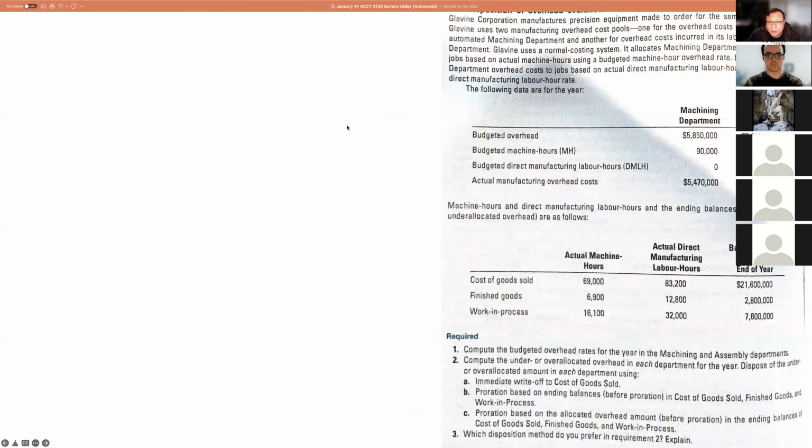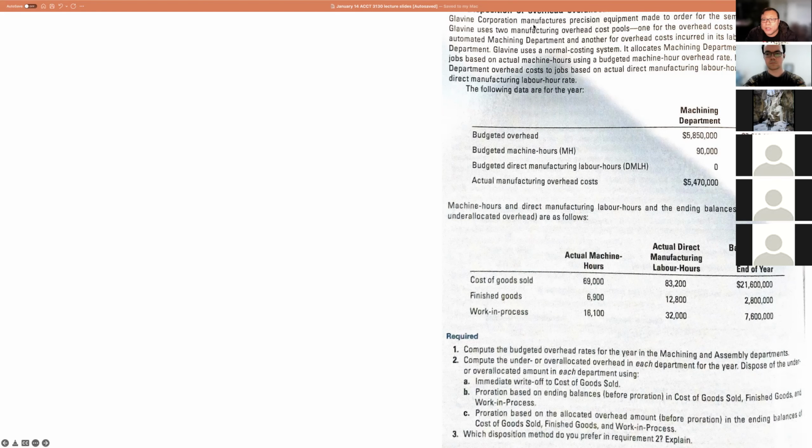Okay, next question, 4-33. How are we doing with time? Okay, we are doing okay. So this is the question: Disposition of overhead over allocation or under allocation.